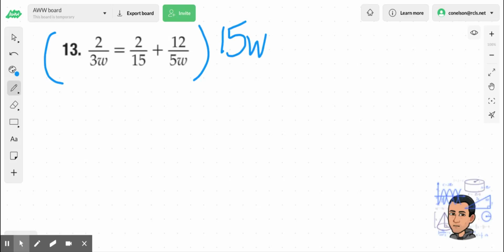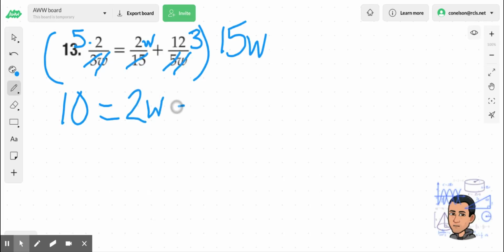I know over here that the w would cancel out and the 3 would cancel out, and we'd be left with a 5 up there. In this one, the 15 would cancel out, and we'd be left with a w up there. And here, the w would cancel out, and the 5 would cancel out. We'd be left with a 3. Now, this really will work nicely because you'll end up with 5 times 2, you'd end up with 10 equals 2w plus 36. Wow, that's interesting. And that certainly looks a lot better.